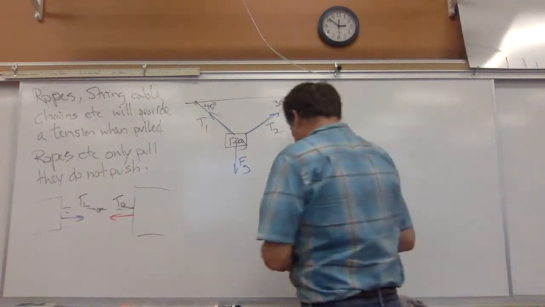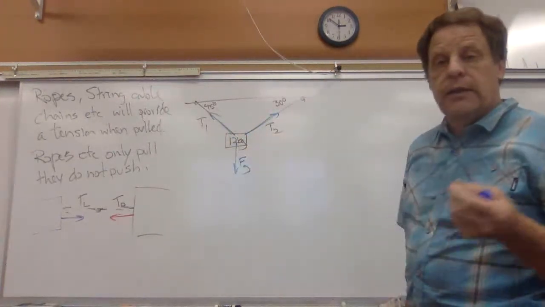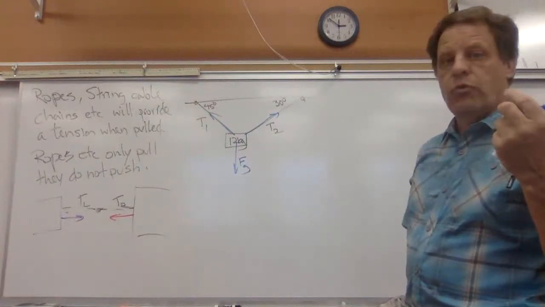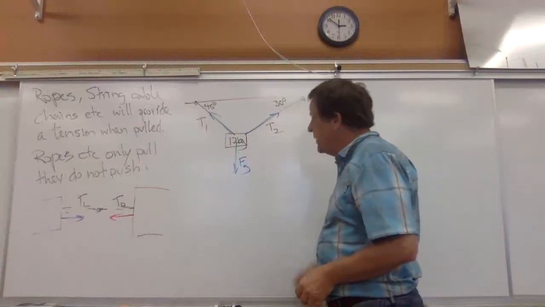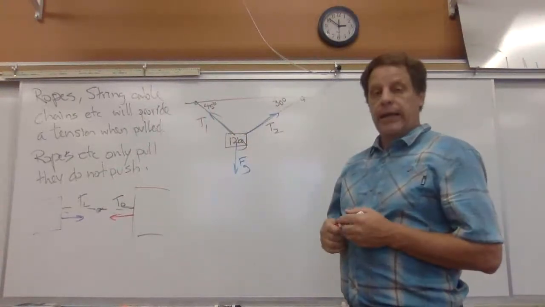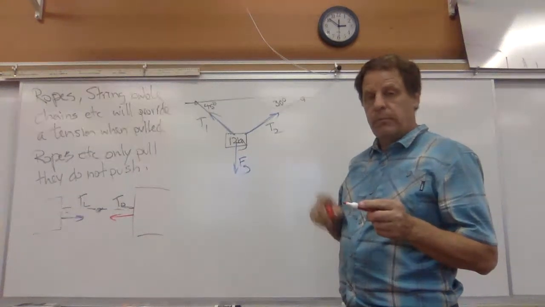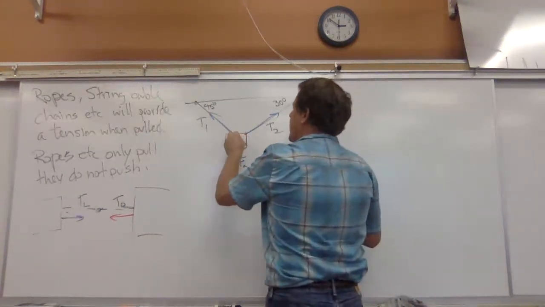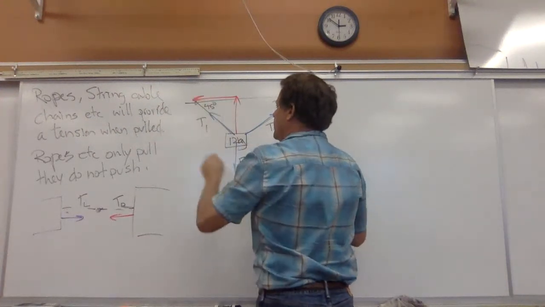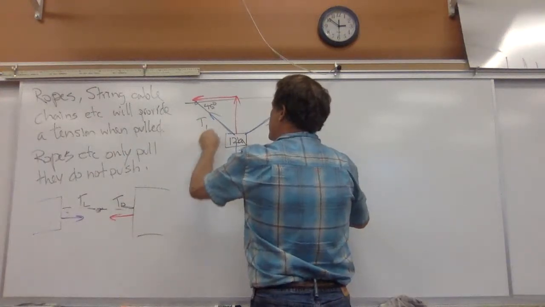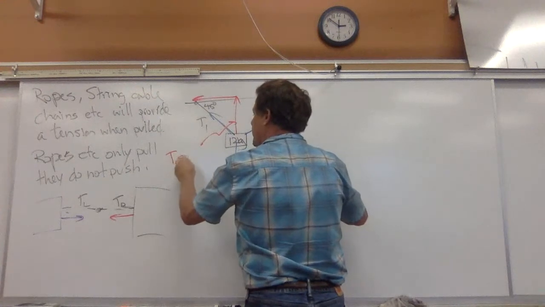All right. So our next step there is to resolve any vectors that are not going in our X and Y direction. We can see that T1 is not going in either the X or the Y, so we are going to break that up. When we break it up, we're going to have a component that is going up, and a component that's going left. So this one right here is going to be T1 sine 45.